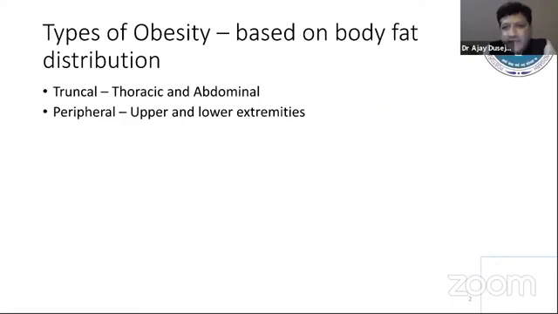I think very elegantly Professor Arora has told us about the history of obesity, so I will also start with that. When we talk about obesity or body fat distribution, these are the common terminologies which are used, where we call it truncal obesity, which usually means that there's excess of fat or adipose tissue on the trunk, which is thorax and the abdomen. Or we call it peripheral obesity, which means the fat on your upper and lower extremities.